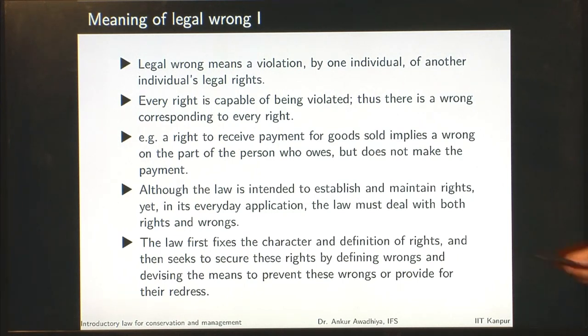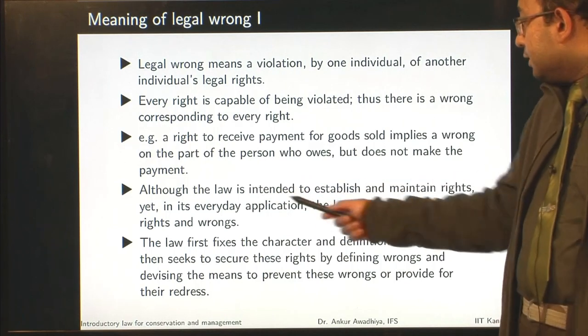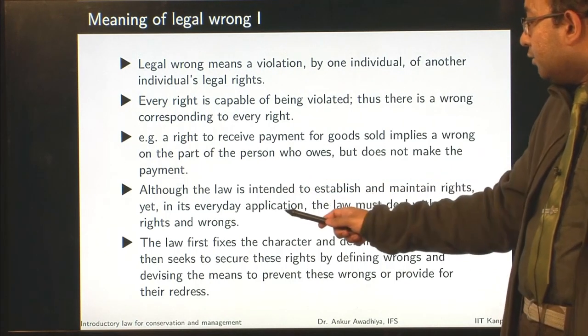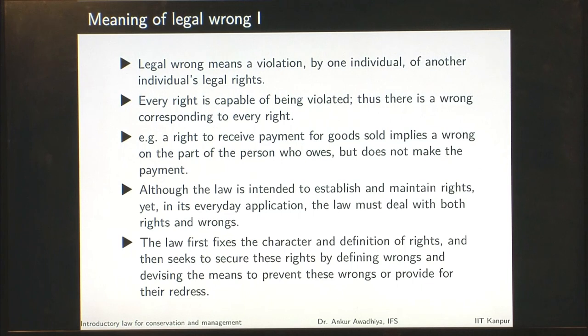So we require laws to establish and maintain rights. But it is not enough to say that you people have such and such rights, because the law also has to deal with what will happen if the rights are violated. So the law also has to deal with wrongs. So this is what it's saying here. The law is intended to establish and maintain rights, yet in its everyday application, the law must deal with both rights and wrongs. And how does the law do this? The law first fixes the character and definition of rights and then seeks to secure these rights by defining wrongs and devising the means to prevent these wrongs or provide for their redress.